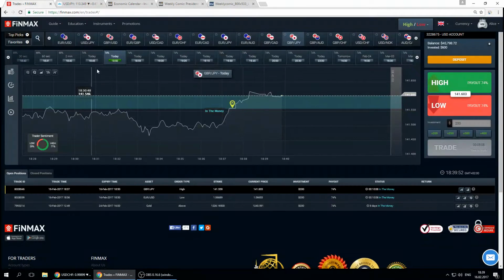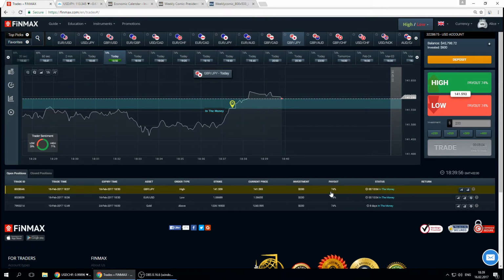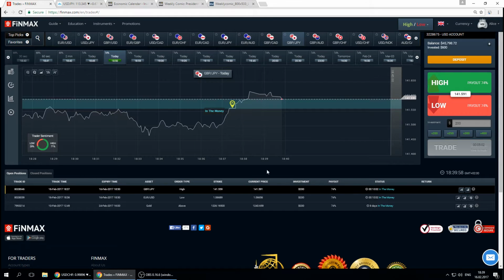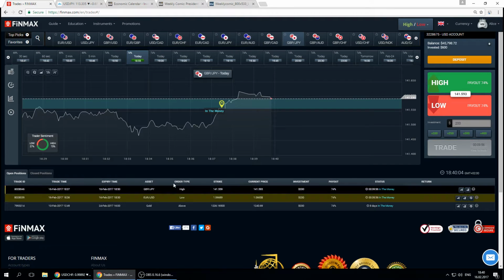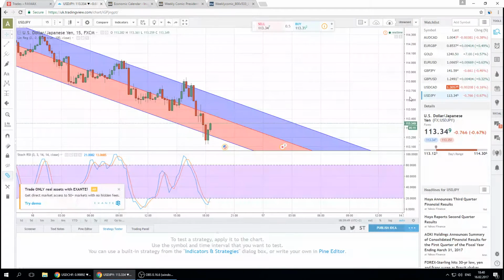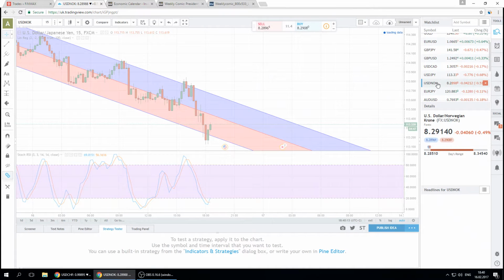Let's open the second trade on USD JPY. Basically, the trade that's going to be opened on USD JPY is almost the same as on the British pound. So we play on high here, against the Japanese yen. So basically, that's like the application of the previous trade.